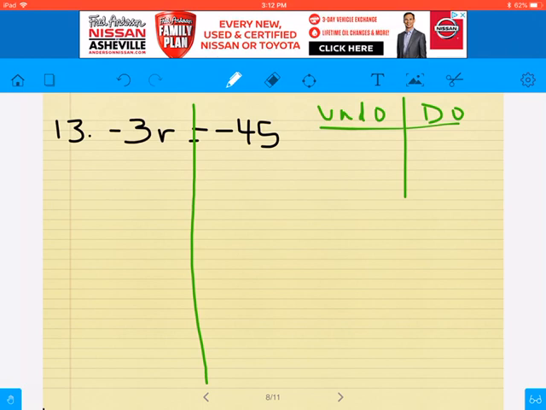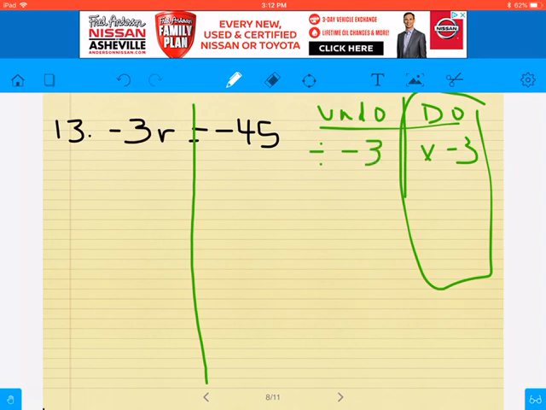So what is being done to R, we're going to write on the do side, and then what we need to do to undo it, all right, we write on the left there. So what is being done to R is that we are multiplying it by negative 3. So to undo that, the opposite operation of multiplying is to divide, and we're going to be dividing by that same number, which is negative 3. That's going to be done to both sides of my equals, which is why I put that line there. So I'm going to be dividing by negative 3 on both sides.